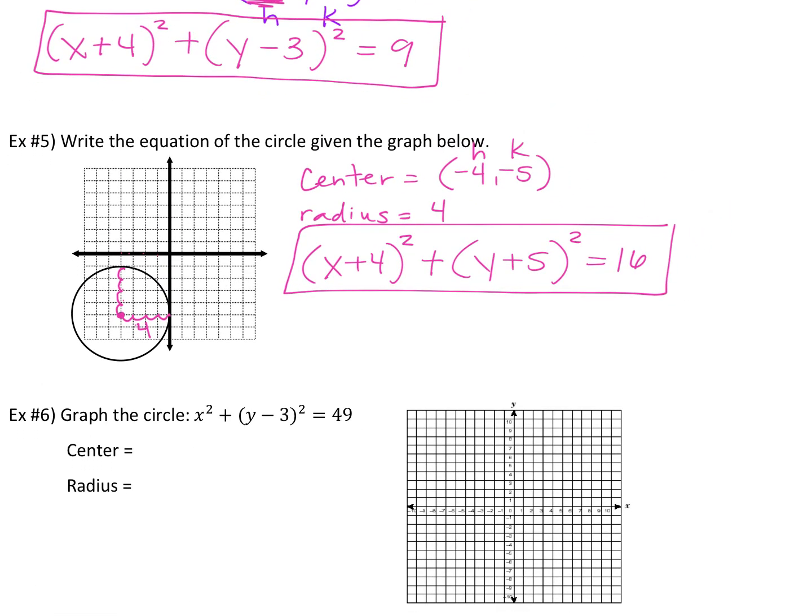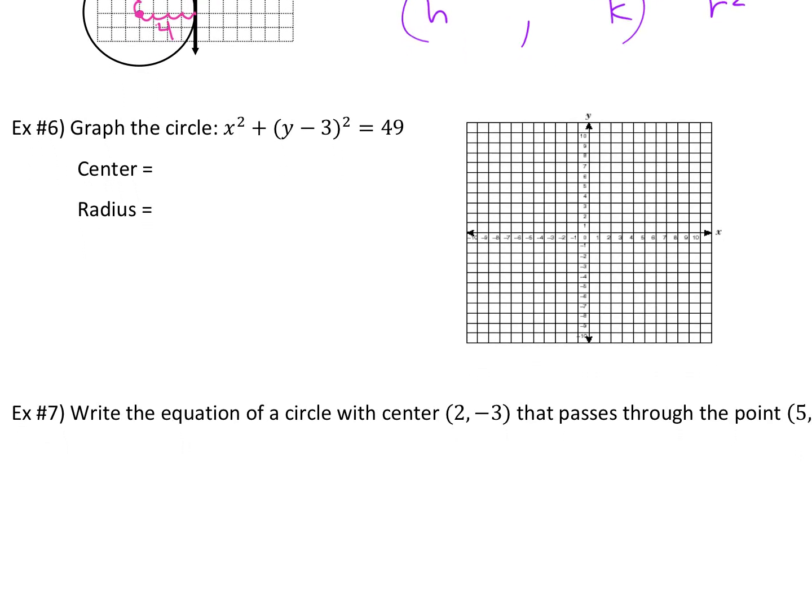No, you just need to know that this is h, k, and r squared. So I need the center, h, k, and I need the radius, right? It won't necessarily say find the center and radius. It'll just say write the equation of the circle.